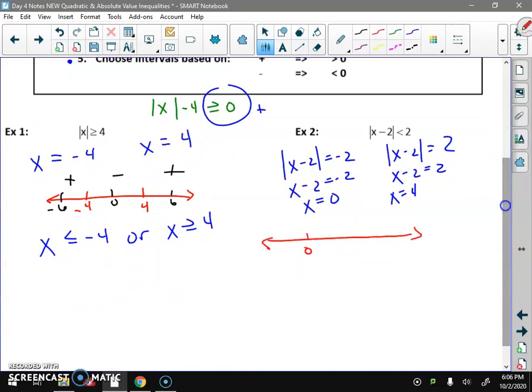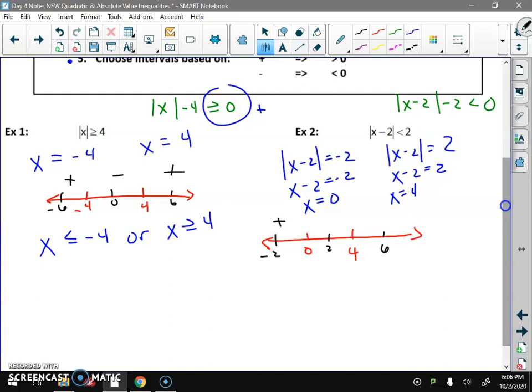Left of 0 is one region, between 0 and 4 is another region, and to the right of 4 is the third region. I'm now going to go back and move that 2 over temporarily so I can use it later. Give me a number to the left of 0. How does -2 sound? Number between 0 and 4, 2. The number right of 4, 6. Plug into green. -2 minus 2 is -4. Absolute value of -4 is 4. Minus 2 is a positive.